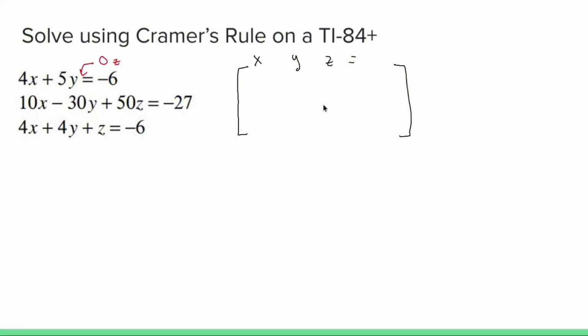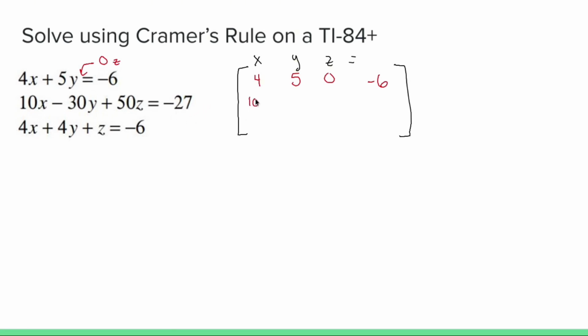So when I set up this first row, it's going to be 4, 5, 0, negative 6. My x coefficient was 4. My y coefficient was 5. My invisible z was 0. And it's going to equal negative 6. If these are not in order, put them in order. Fortunately, these are. Life is good.